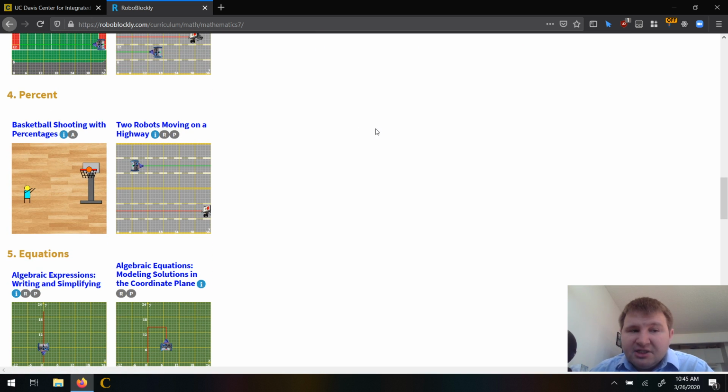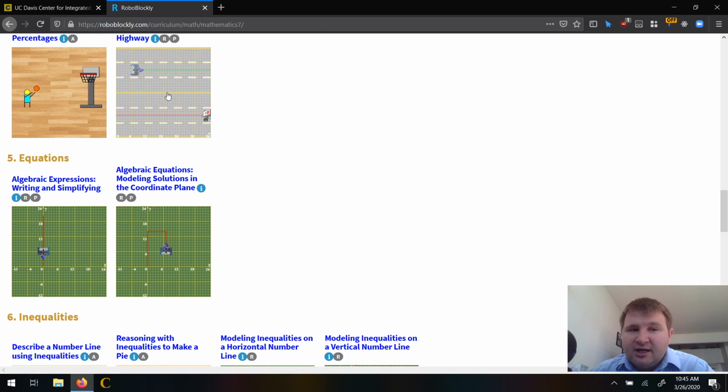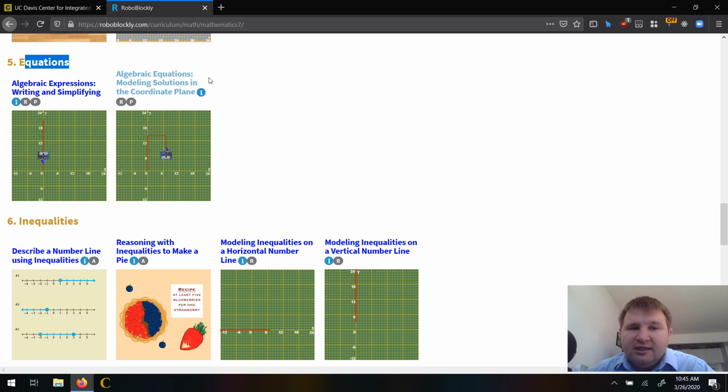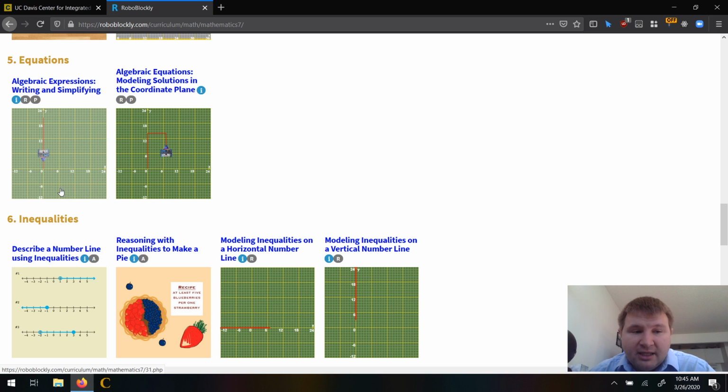We go into percentages, so looking at shooting with percentages, determining how many baskets you make, looking at two robots moving on a highway in opposite directions, kind of like two trains going opposite directions, and starting to look at those rates and proportions. We start looking at modeling equations and creating solutions for those equations using these little two-dimensional robots in this Cartesian coordinate plane.